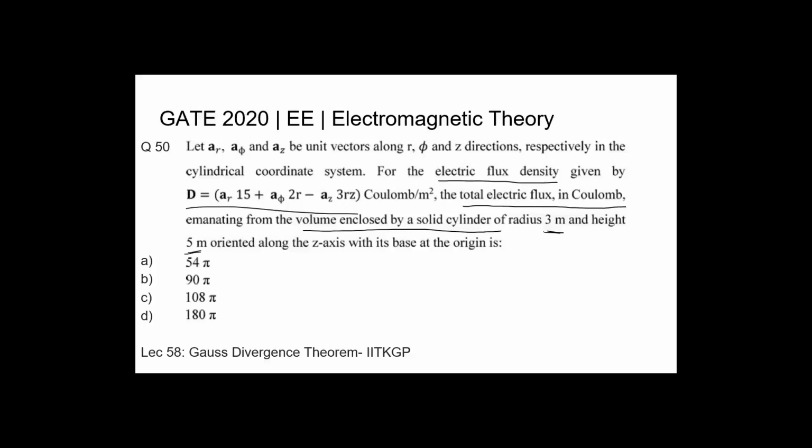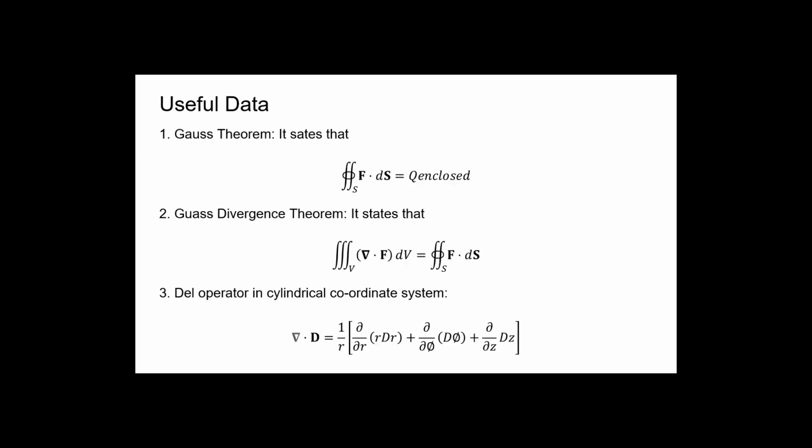To solve this question, we need to refer to lecture 58, Gauss divergence theorem, from IIT Kharagpur. This is some useful data which we need to keep handy before solving this question. The first one is the Gauss theorem, which states that the surface integral of a vector field, in our case the electric flux density D, gives us the total charge enclosed within that surface area. In our case, we have been given the surface area of a cylinder.